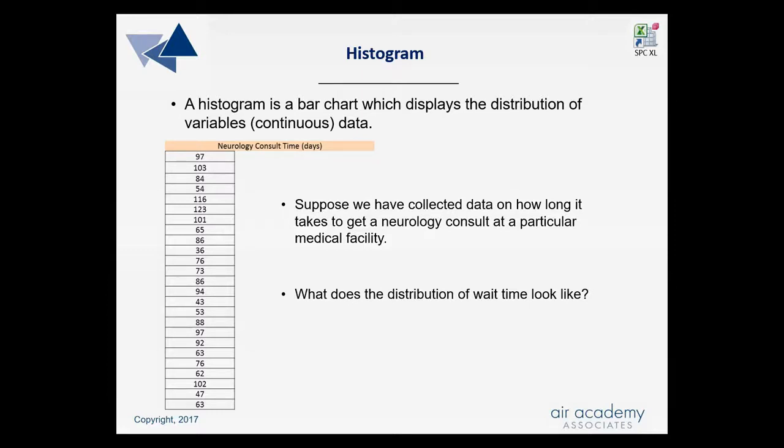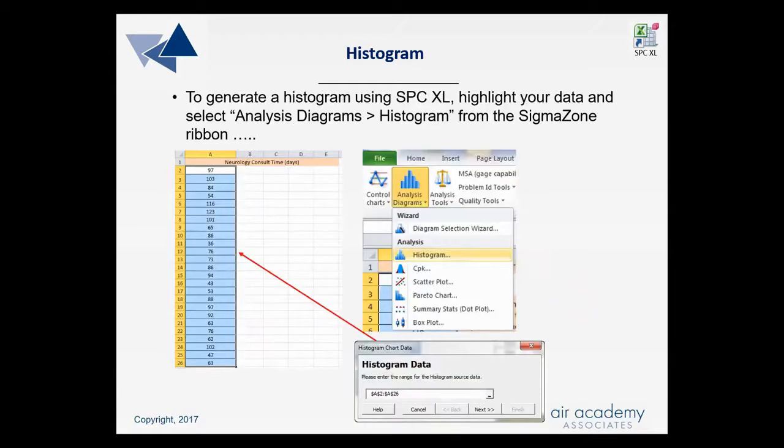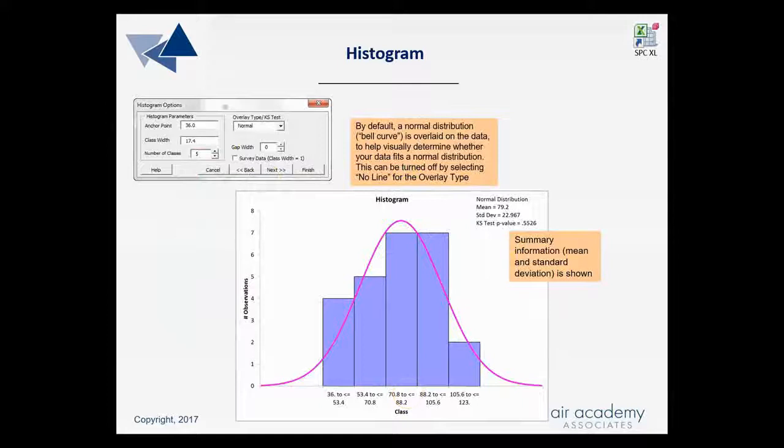So suppose we have 25 data points collected on how long it takes to get a neurology consult at a particular medical facility. What does the distribution of wait times look like? Well, to get the histogram, all we have to do is go to the Sigma Zone SPC XL main menu, click on Analysis Diagrams right here, and then click on Histogram. And what you will see then is a box that comes up down here saying, what data do you want to look at? Well, we've already selected the data, so you just click on Next, and up shows the histogram.